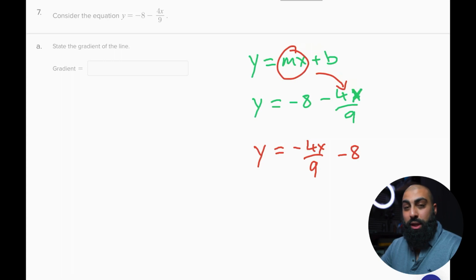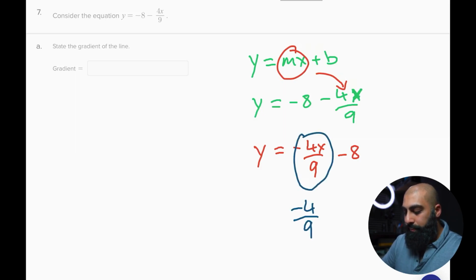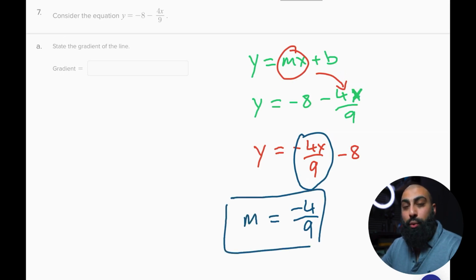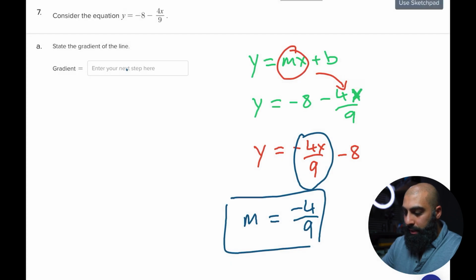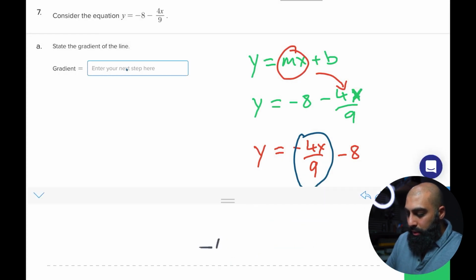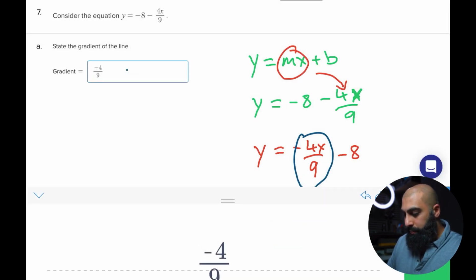So we can say minus 4x over 9 minus 8. Now that seems to be in standard gradient intercept form. So our gradient, we can clearly see, is this part here, or in particular, it's minus 4 over 9. So my gradient, which we call m, is minus 4 over 9. So let's put that in here. Let's submit that as our answer. Minus 4 over 9. Good.